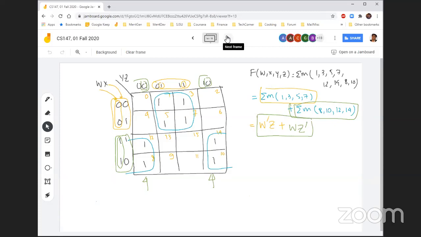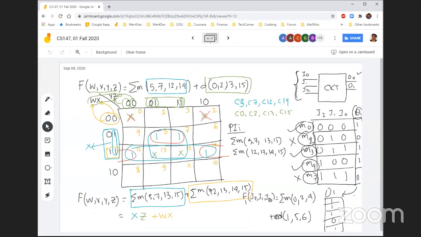In fact, this is nothing but an XOR, w XOR z. Question? Professor, could you go back one slide, please? Back one. Okay, sure. So you made two groups of 4, right? What would the equation be if you took just two groups of 2?